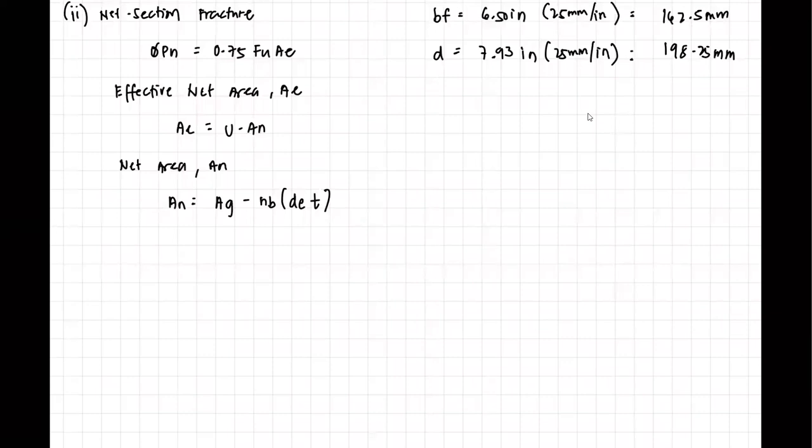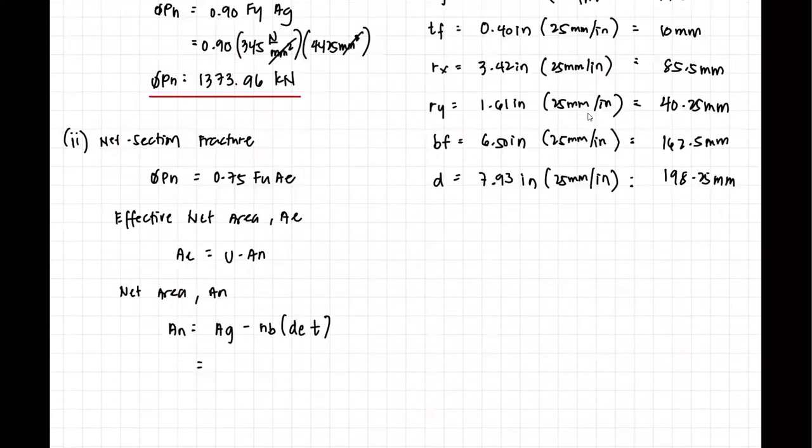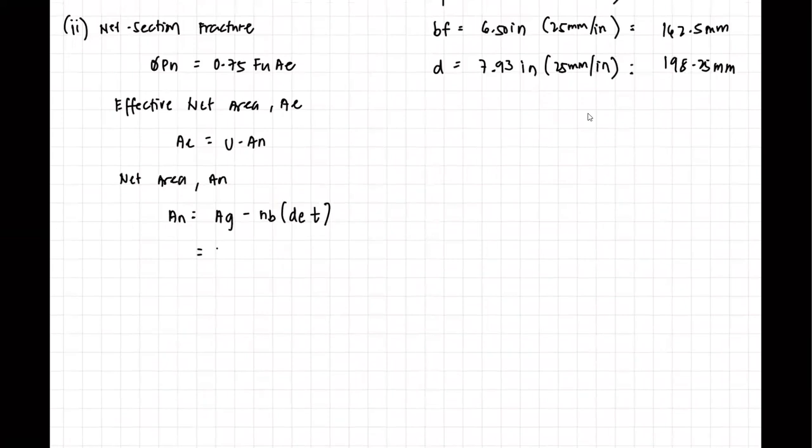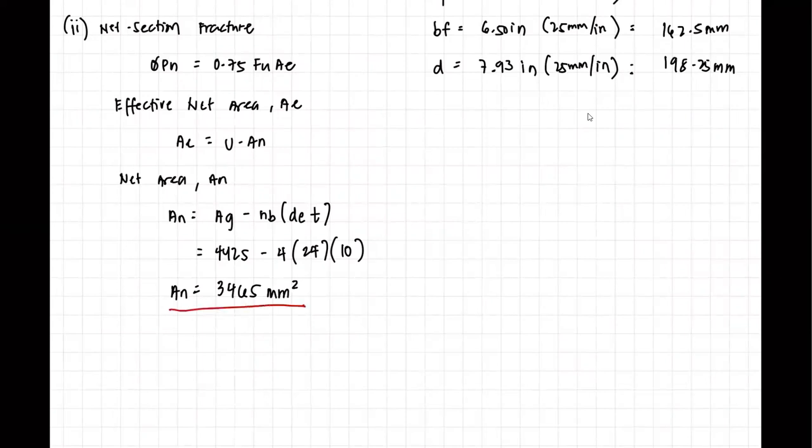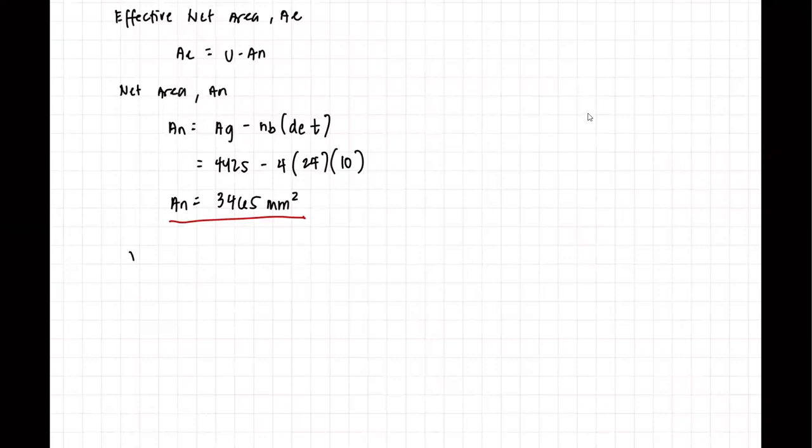So using that idea, our net area will be 4425 minus four bolts times the effective hole diameter of 24 mm times the thickness of flange, which is 10 mm. That is 4425 minus 4 times 24 times 10, which is equal to 3,465 mm squared. Next, we need to identify our shear lag factor U.